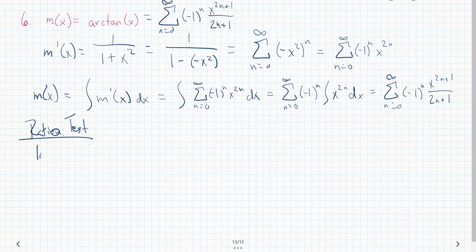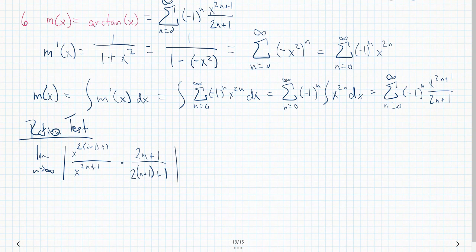and we'll get the limit as n goes to infinity, and we'll have x to the 2, and then we'll have n plus 1 over x to the 2n plus 1 times, we'll have 2n plus 1 over 2n plus 1 plus 1.